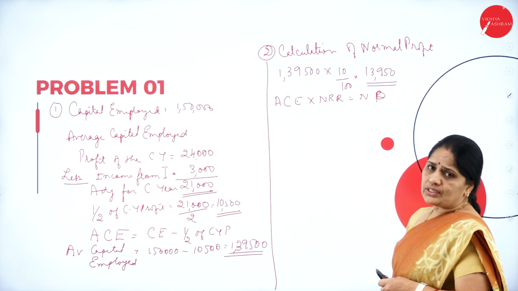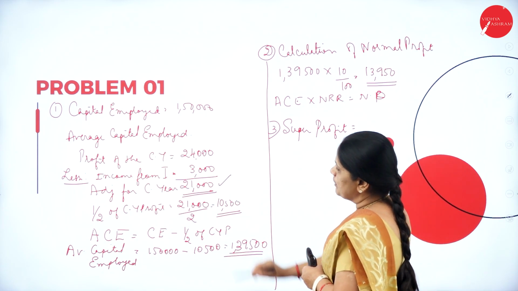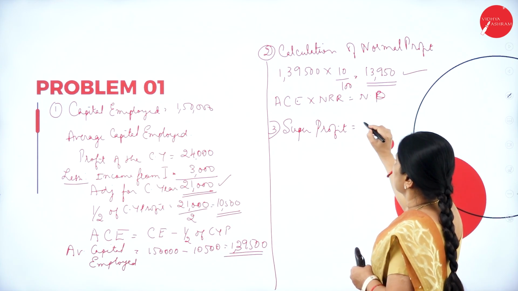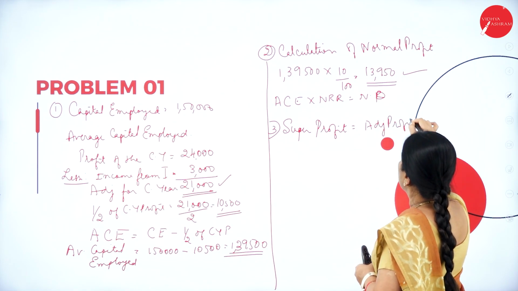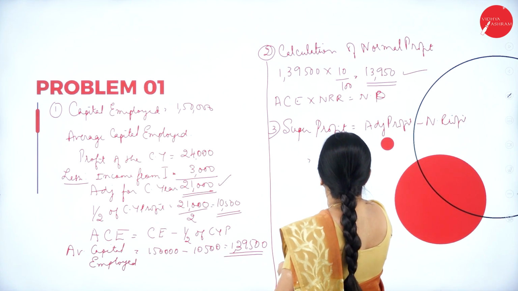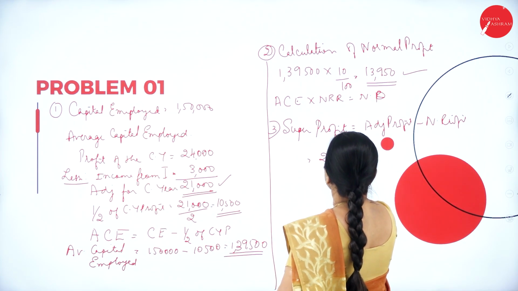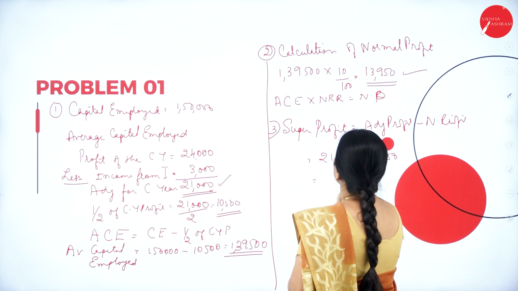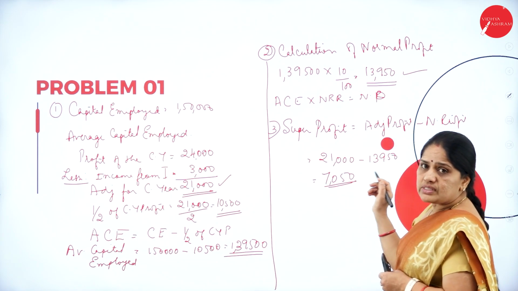Now we have to calculate the super profit. The super profit will be the adjusted profit for the year, 21,000, minus the normal profit, 13,950. So this will be 7,050. So the super profit is 7,050.